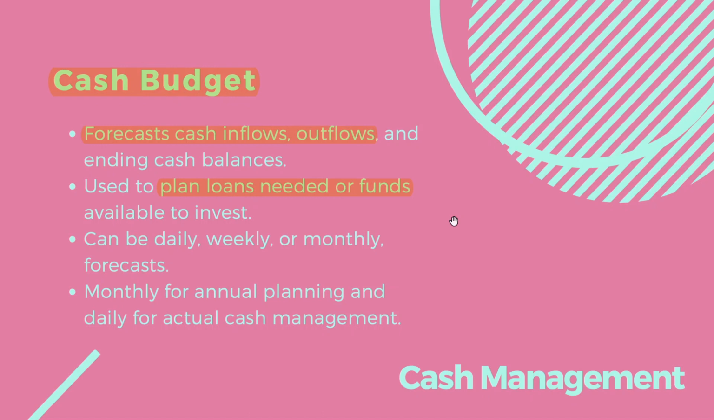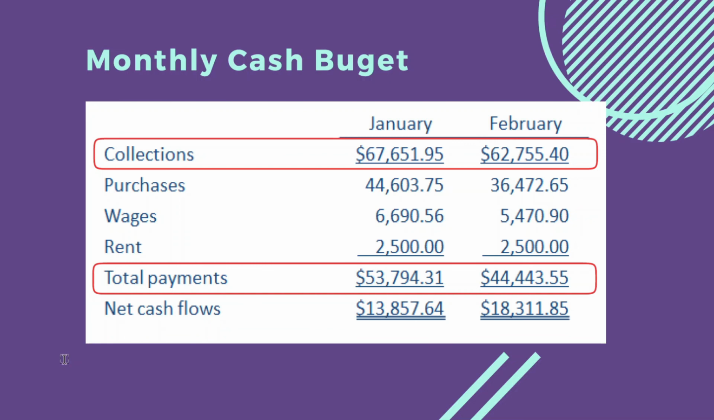For an annual planning process, we might as well prepare a monthly cash budget. But for active cash management, we may use a daily cash budget. This is an example of a monthly cash budget. We extract only 2 months for demonstration purposes, January and February. The first block represents cash collection from the customers. The second block represents cash payment. When we use collection, which represents cash inflow, subtracted by cash payment, which represents cash outflow, we can calculate net cash flows every month.